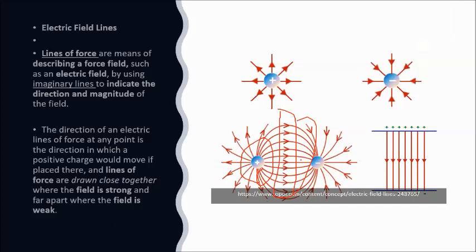Now, in the next figure, we are given two plates, one positive, the other one negative, and take note that the direction of the electric field is away from the positive charge and going to the negative charge. So in this case, the electric field is constant at any point between the two plates.